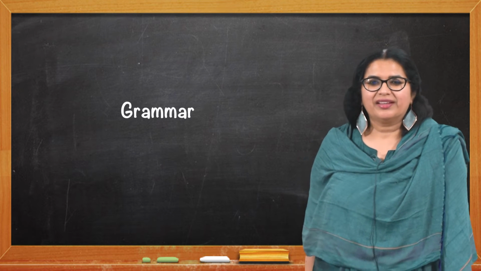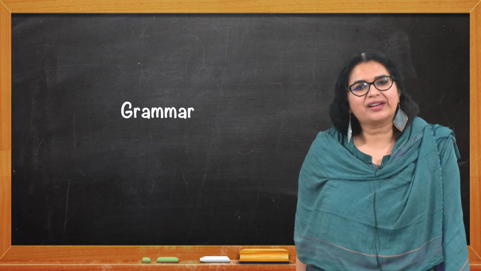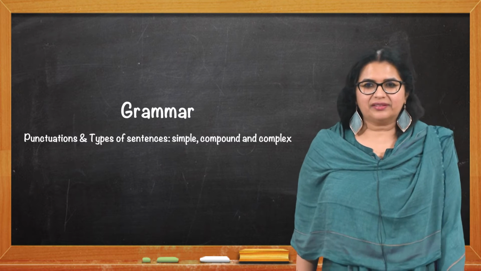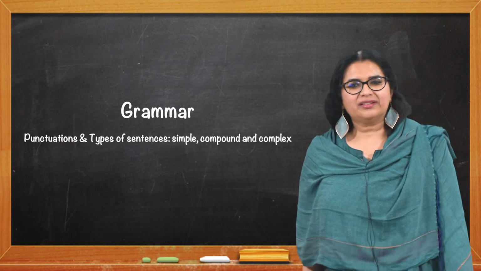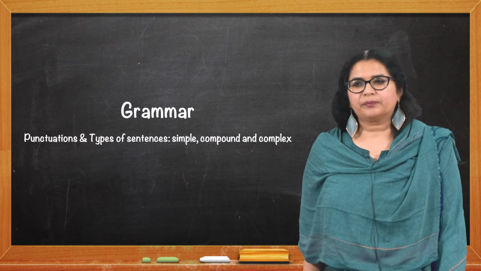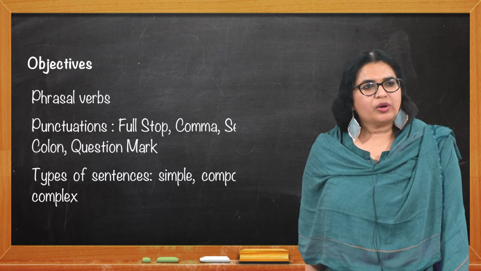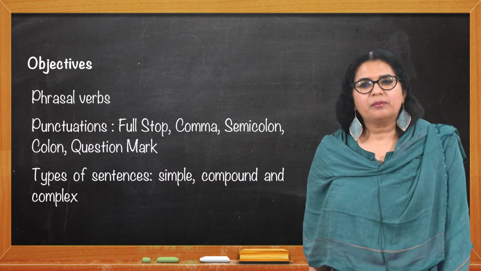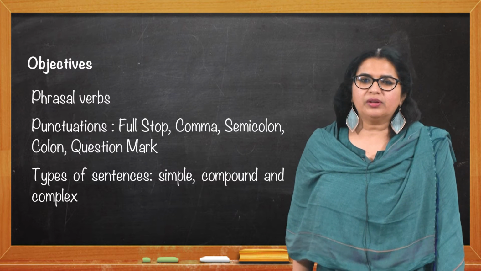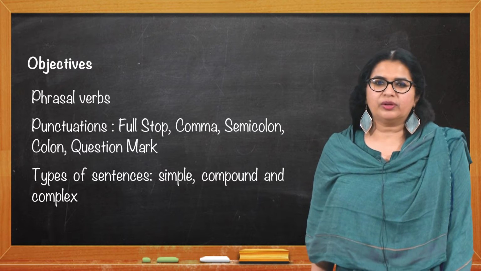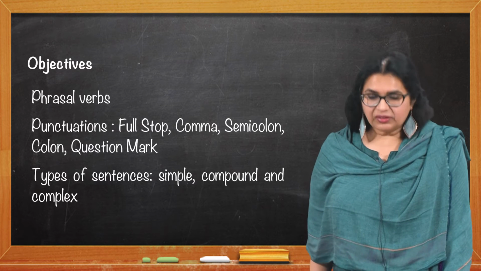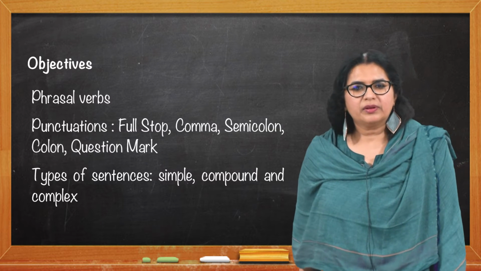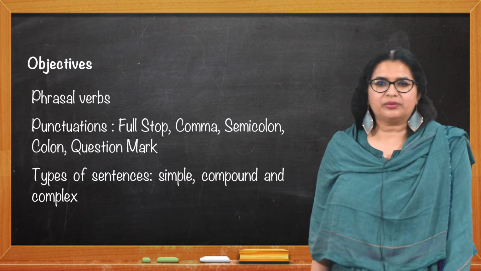That is the question. So, we will continue with our grammar, and today's topics are punctuations and types of sentences: simple sentence, compound sentence and complex sentences. Our objectives would be to have some familiarity with punctuations, particularly full stop, comma, semicolon, colon and question mark. We are also going to get introduced to three major types of sentences: simple, compound and complex. We will also do some exercises related to phrasal verbs.